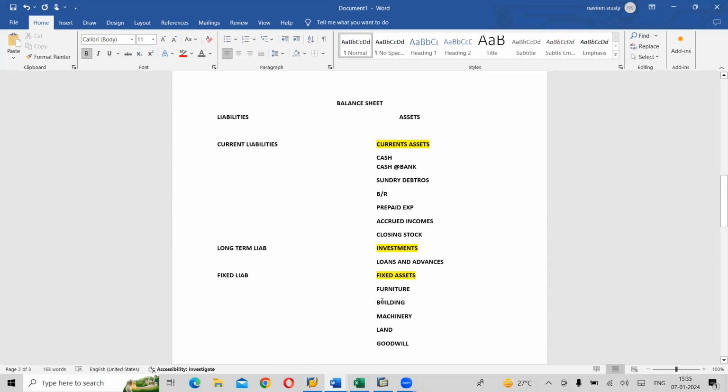Here, the fixed assets are again divided into two types: tangible fixed assets and intangible fixed assets. Tangible fixed assets are nothing but what we can see and touch, like your furniture, building, machinery, land. But intangible fixed assets, like goodwill, we can only hear about it. Goodwill is nothing but brand, right? We can't see them, so that is considered intangible.